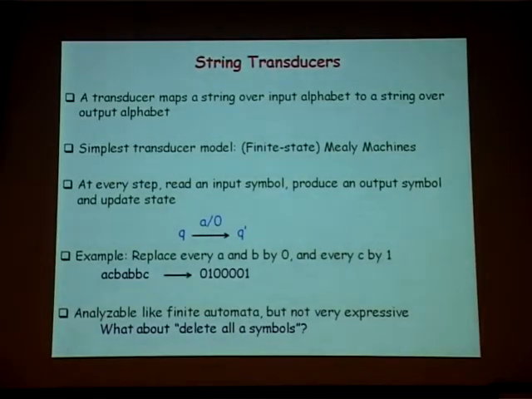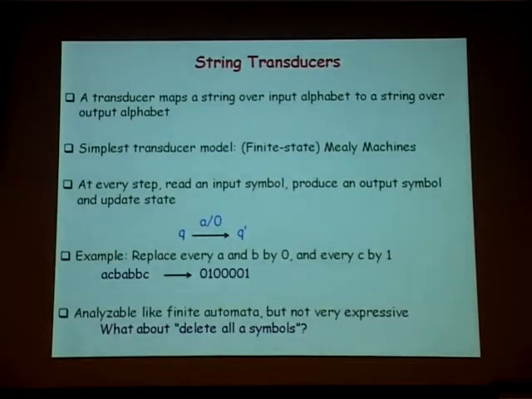So the simplest transducer model is actually a finite state Mealy machine, where the transitions look like this. If the transducer is in state Q, it reads an input symbol A, outputs 0, and goes to state Q prime. So this is just an extension of finite automata. Typically, the DFAs, the deterministic finite automata that you learn in your theory of computation course, will have a state, a label, and another state. So here the only difference is there is an input and output.